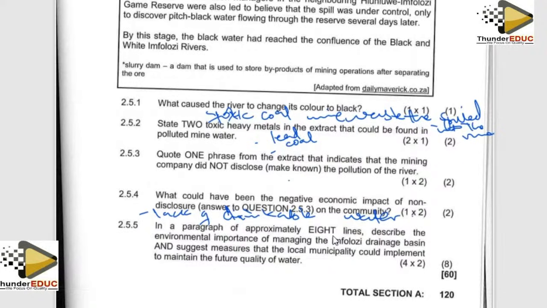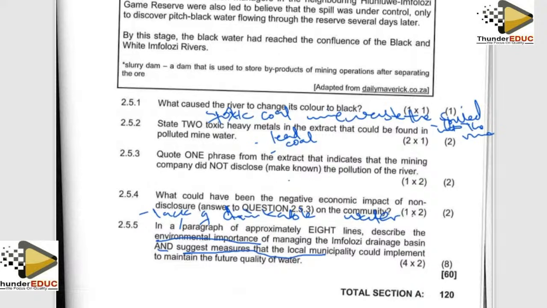Okay. Next one, in a paragraph of approximately 8 lines, describe the environmental importance of managing forest drainage. That means the question is 2 parts. It has measures. We need to suggest the measures that the local community or municipality could implement to maintain the future quality of water. So we need to first of all know the importance. If you manage the drainage system like a forest, how important is it?